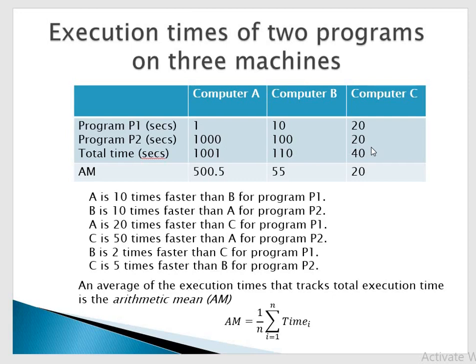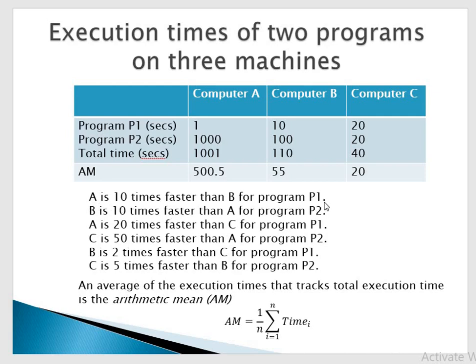So now these are the two different programs, and we have run these two programs on three different machines. So now how can we compare the performance of these three computers? On the basis of the given data for program 1 and program 2, what can we do? We can understand the performance of these three machines with respect to these two programs, and we can conclude computer A is 10 times faster than B for program 1.